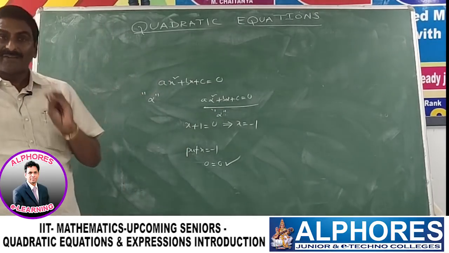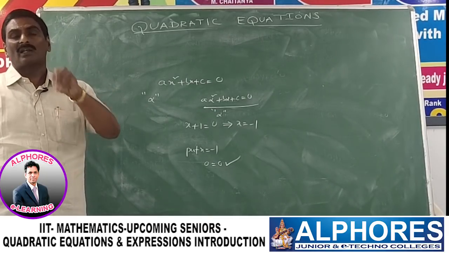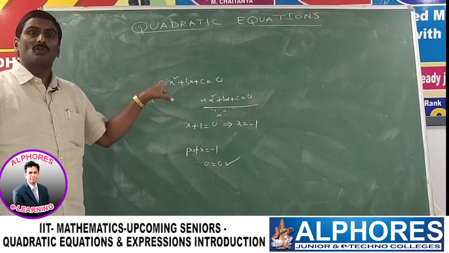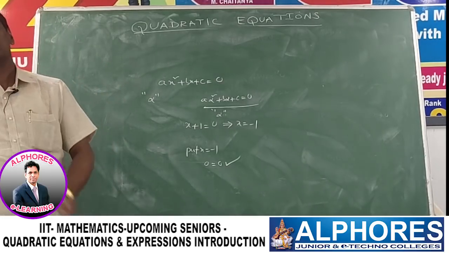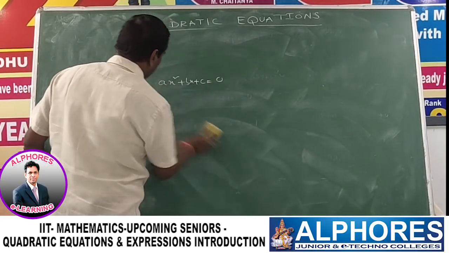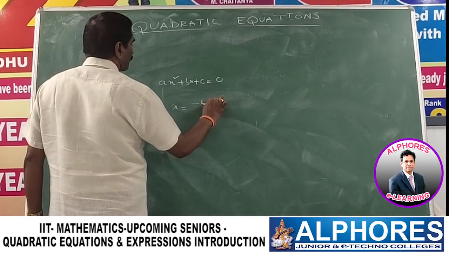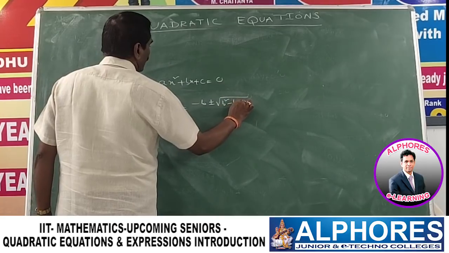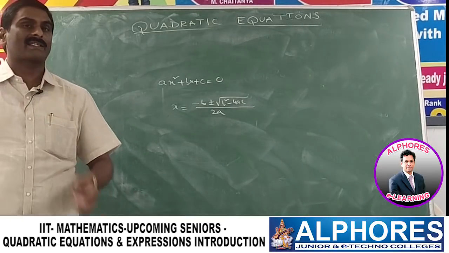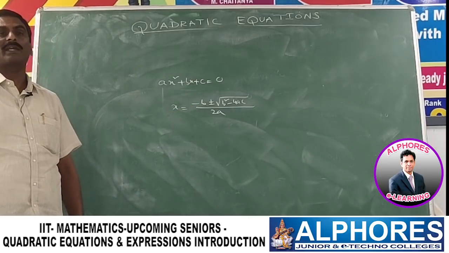Every polynomial equation has at most n solutions when the order of the polynomial is n. Here the order of the polynomial is 2, so we get at most 2 roots of this equation. Now the roots of the quadratic equation ax square plus bx plus c is equal to 0 are x is equal to minus b plus or minus root over b square minus 4ac by 2a.